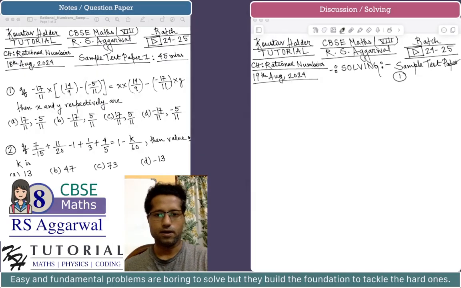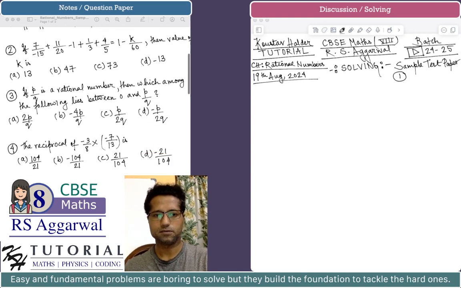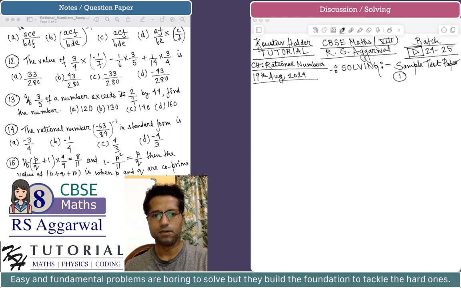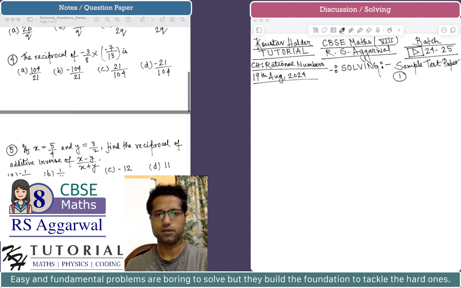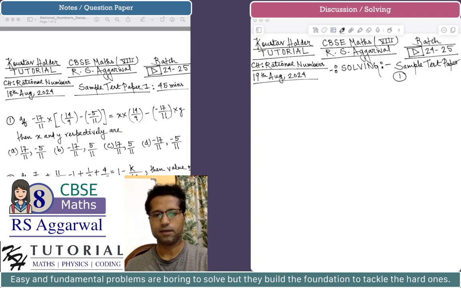Okay, so I have the sample test paper number 1 on the left hand side. This is on the chapter of rational numbers. There are 15 questions, all are multiple choice. You have 4 choices and only one choice will be correct, and you have to select the correct choice. Ideally you should take 3 or 4 minutes per question. You should be able to solve this once you have completed the chapter of rational numbers, and complete this test in 45 minutes or maximum 1 hour.